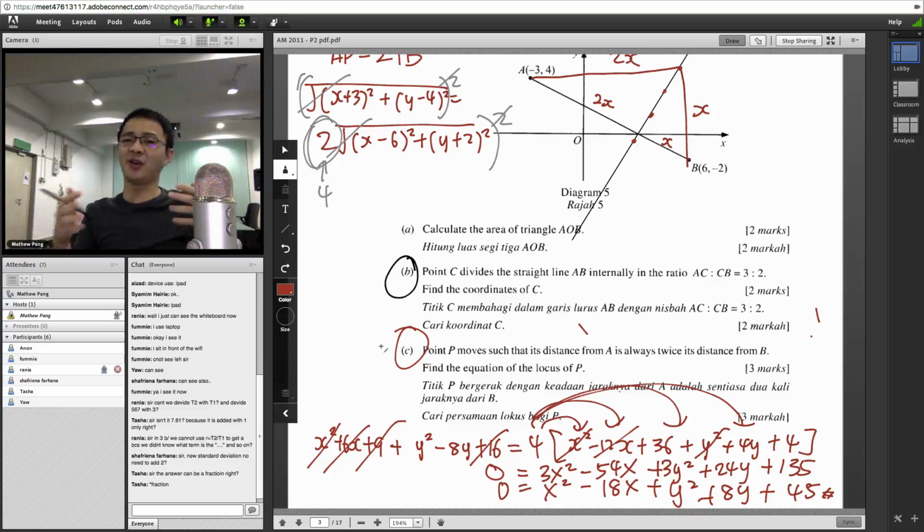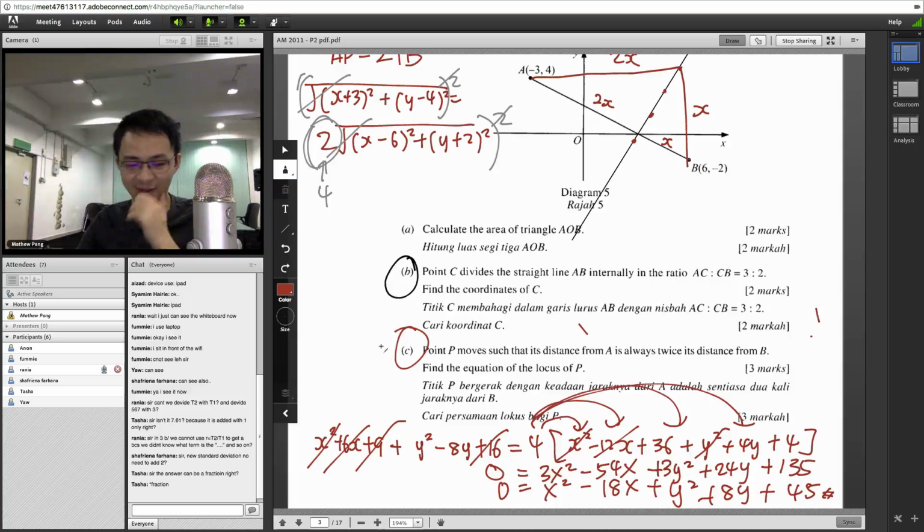Okay, this is how we get the equation of locus. So first you have to understand the question. It's always something to do with double distance. Then you have to write the equation, so you write the equation based on the coordinates given. And after you write the equation, remember you have to use the distance formula. So substitute the distance formula into it and then just solve it. Alright.